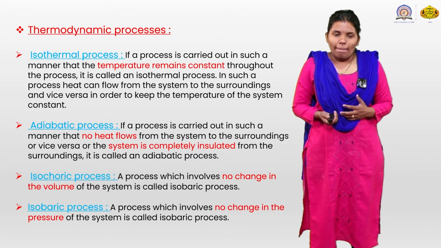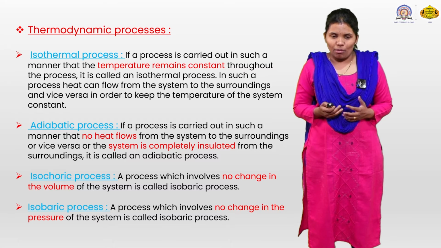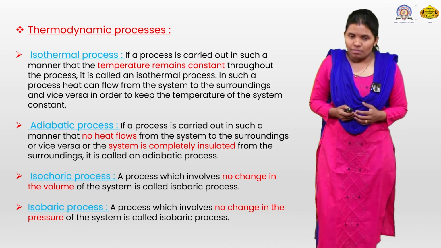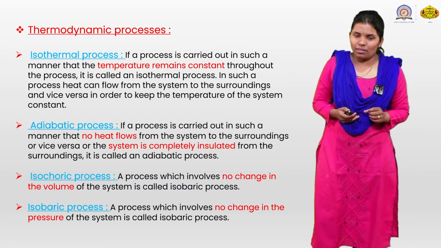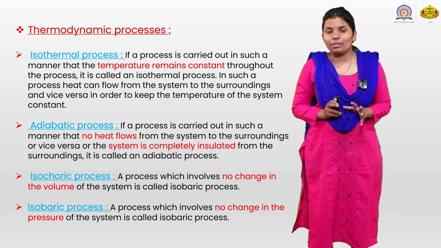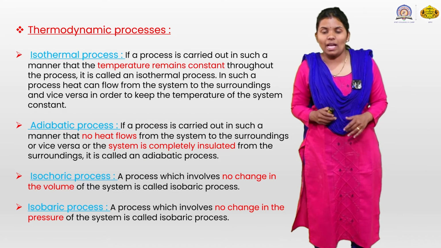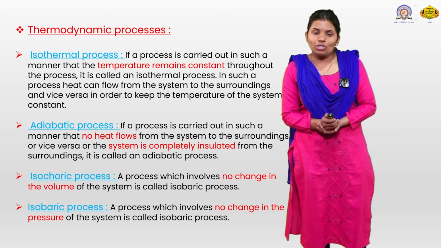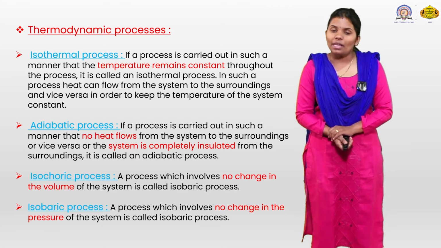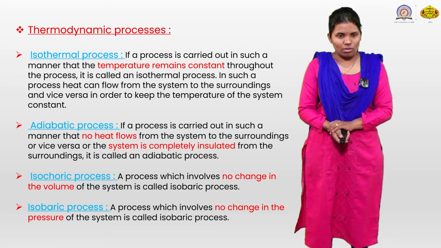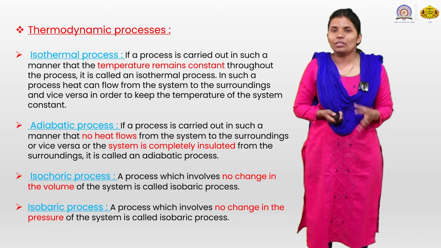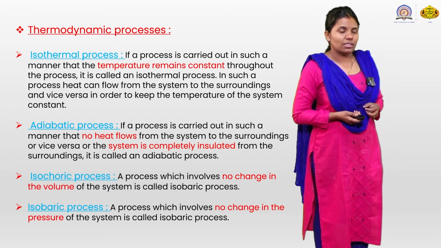Thermodynamic processes. There are different types of processes: isothermal, adiabatic, isochoric and isobaric. In an isothermal process, a process is carried out in such a manner that the temperature remains constant throughout the process. In such a process, heat can flow from the system to the surroundings and vice versa in order to keep the temperature of the system constant. So, delta T is equal to 0, or constant, as the derivative of a constant is 0.